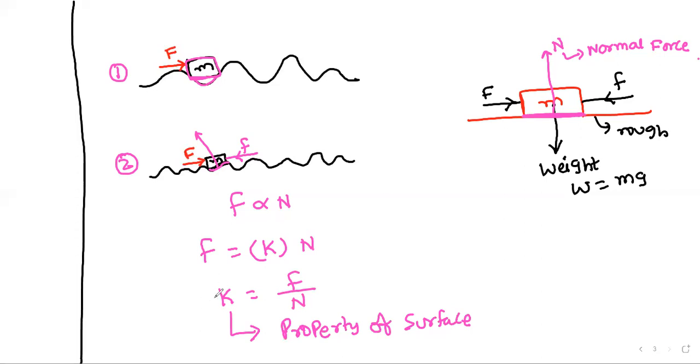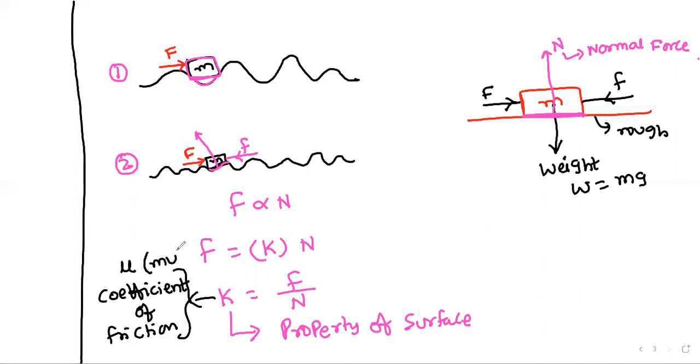That's why this K can be called the coefficient of friction. It explains the magnitude or value of irregularity. It is indicated with the letter mu, which you should read as mu. So we got the formula, mu equal to F by N, or F equal to mu N.